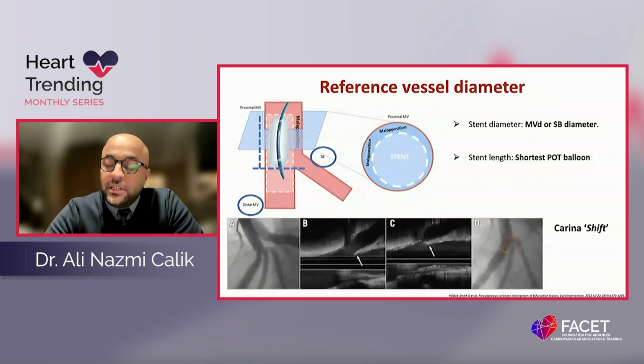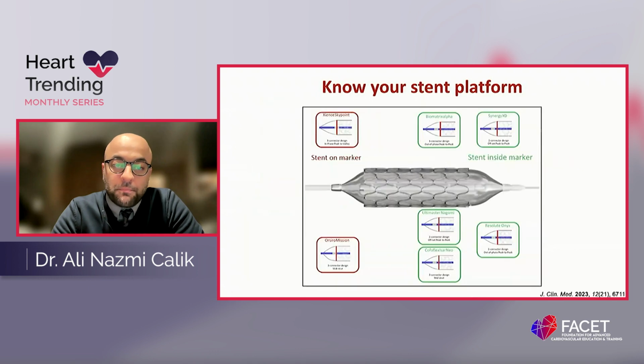And then you see the carina shift phenomenon here. If we select a larger stent, let's say the vessel on the left-hand side is a 3.0 vessel, but we deploy a 4.0 stent, we should probably cause a carina shift, which may compromise the flow of the side branch.